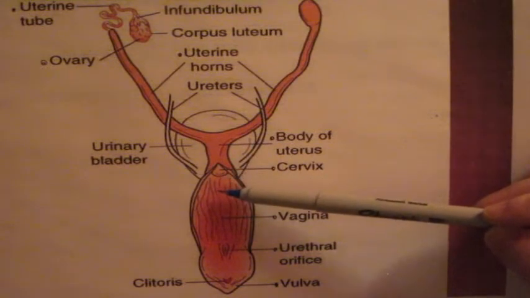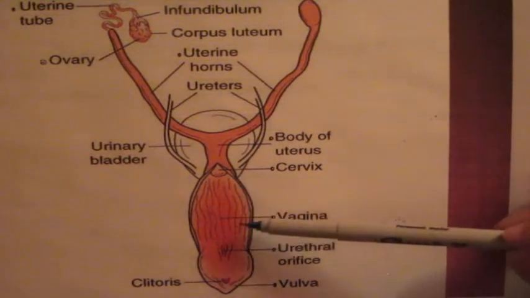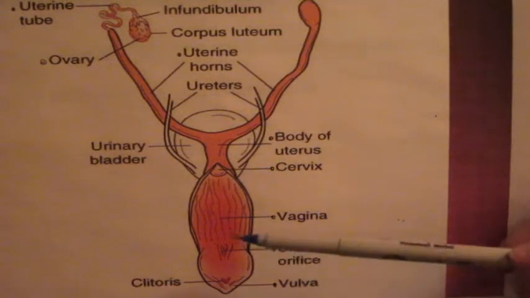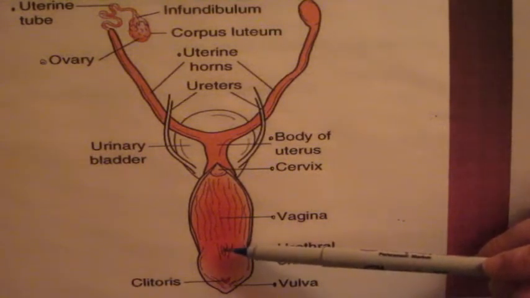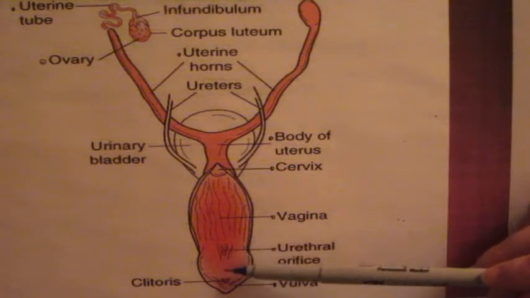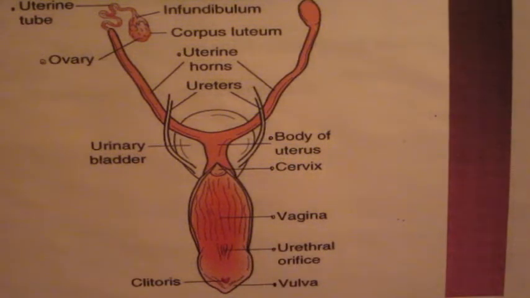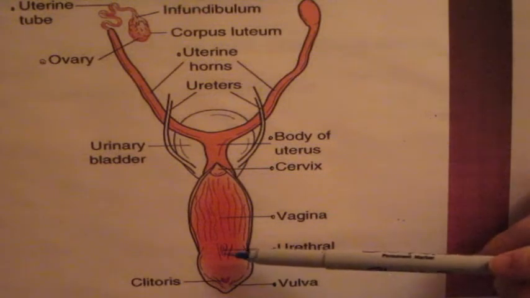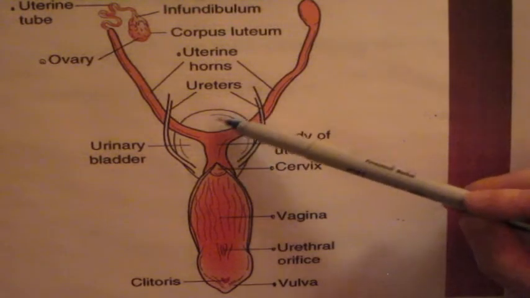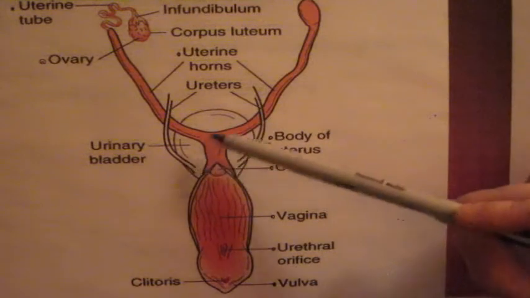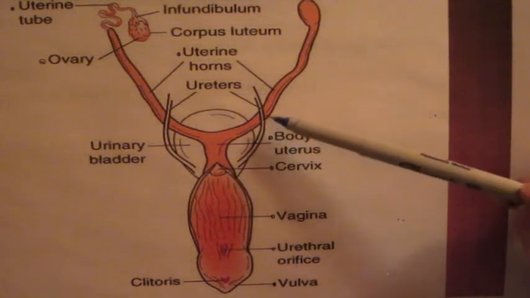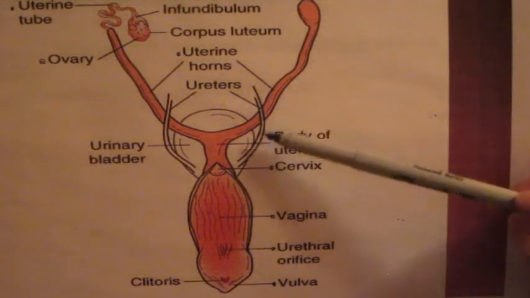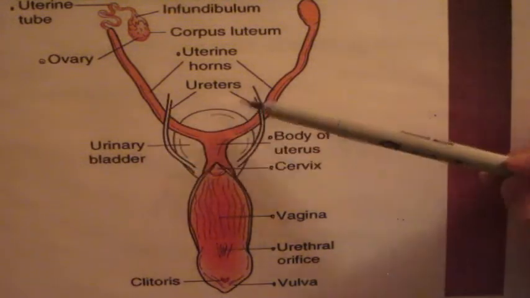From the cervix we move into the vagina, and also in here we can see this is the urethral orifice. This is where urine enters and then exits out the vulva. And of course the urine came from the bladder, which is this white structure underneath here, and these little things that are coming down into the trigone of the bladder are the ureters from the kidney.